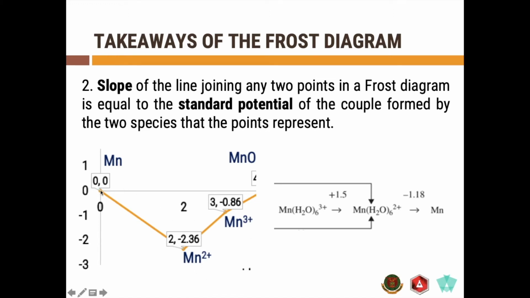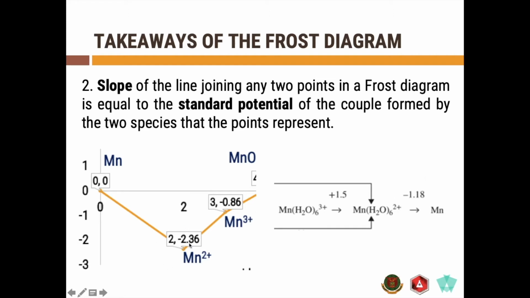to Mn. Recall that the Latimer diagram is arranged in terms of decreasing oxidation number. So you'll find Mn at the right portion of your Latimer diagram. So you have here that 0, 0 point and 2, negative 2.36 point. So the slope of this line is just equal to the reduction potential of Mn2+ to Mn. I have here a cropped picture of the Latimer diagram for manganese in acidic solution, and this Mn2+ to Mn reduction corresponds to negative 1.18.